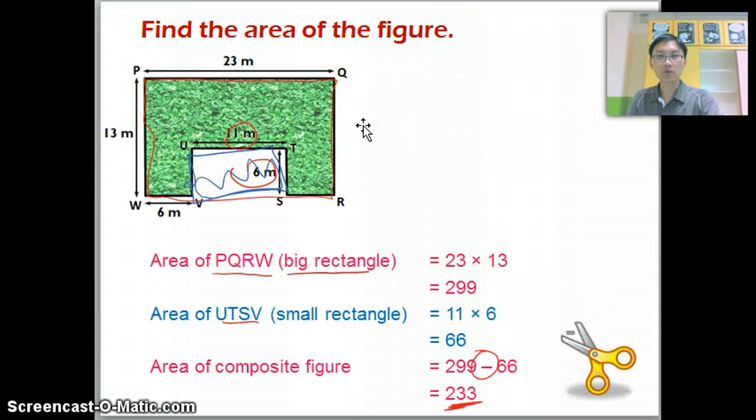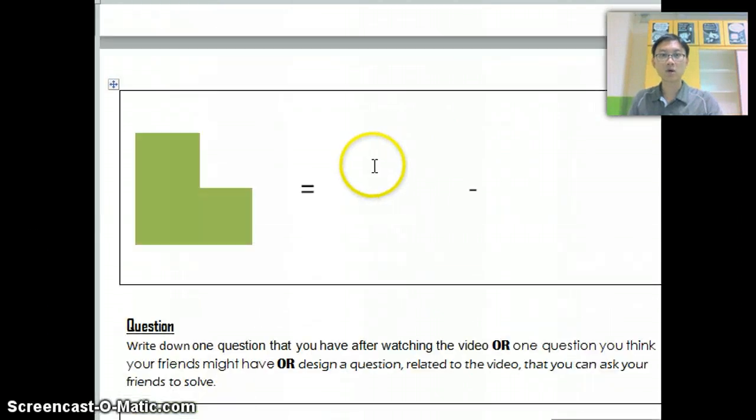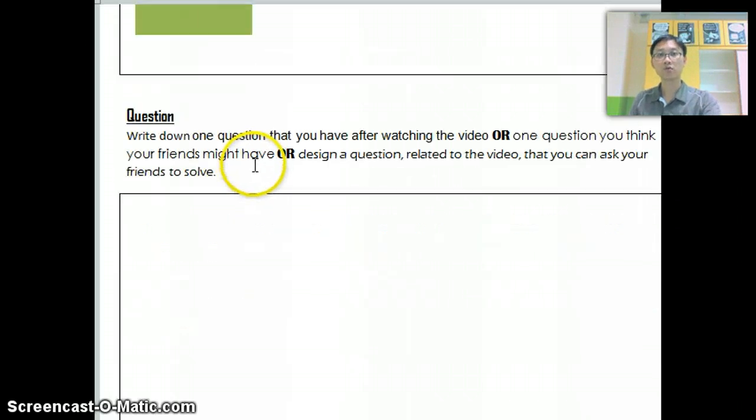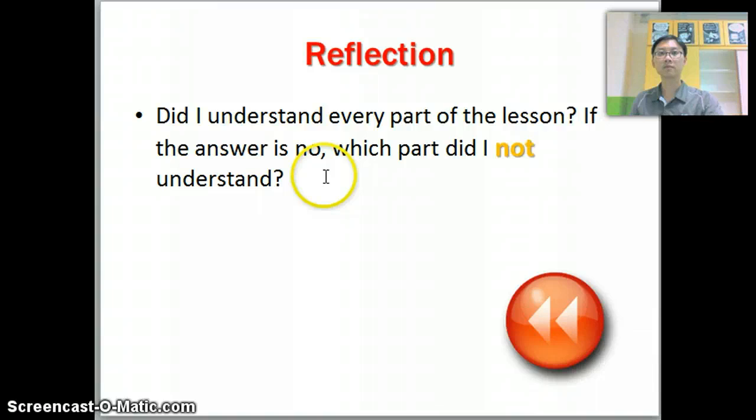Before we move on to reflection, let's look at your worksheet again. For this example, I want you to show me what is the big figure minus the small figure that will give me this result. So again, just draw the big figure minus the small figure that will give me this result. Okay, so let's move on to our reflection part.